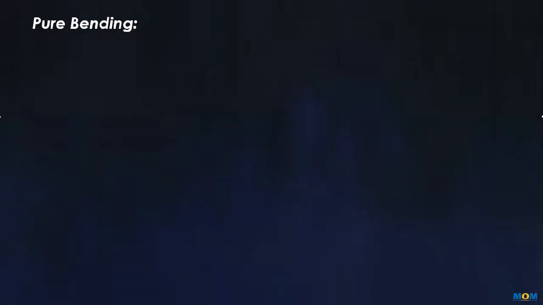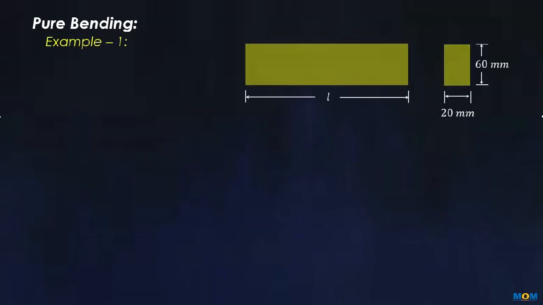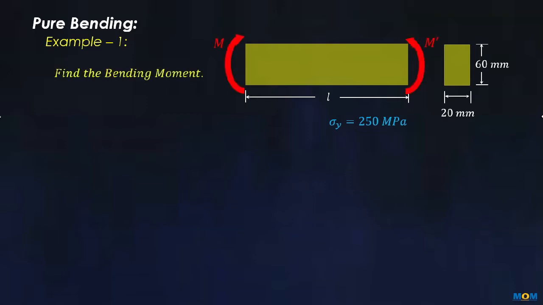In continuation with the topic of pure bending, now we will solve few example problems. In example 1, we have a rectangular cross-section bar which is made up of steel. The yield strength of this bar is 250 megapascal. Once the steel bar is subjected to equal and opposite couples, we have to find the bending moment.